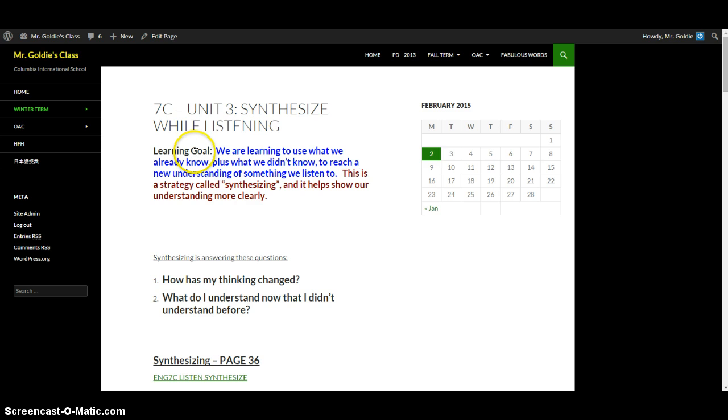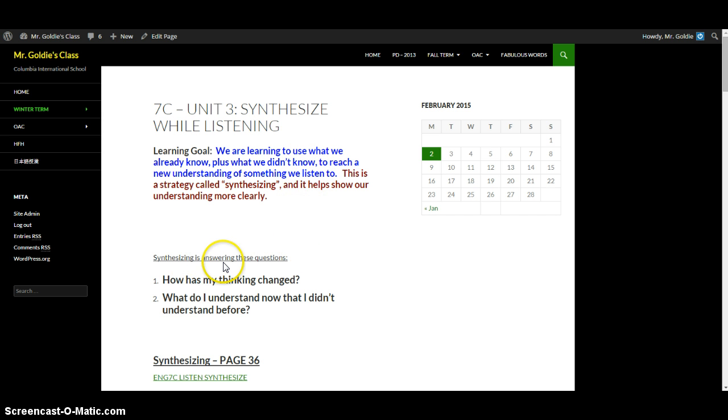The learning goal for this activity is basically that we are learning to use what we already know, plus what we didn't know, to reach a new understanding of something we listened to. This is a strategy called synthesizing, and it helps show our understanding more clearly. You've most likely heard of this strategy in one of your reading units. This time though, you're going to do a similar thing, synthesize, but do it while you're listening.